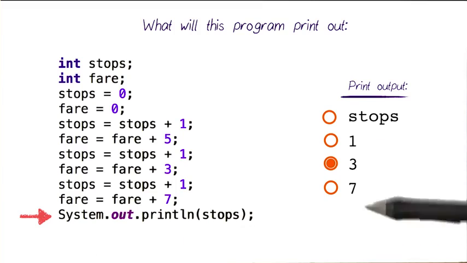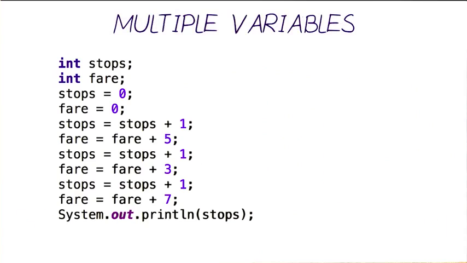But why 3? Why not 1 and 7? Well, let's trace this program and see. First thing that happens here is declaring those two variables here, stops and fare. Both are of type integers because they will only store natural numbers.